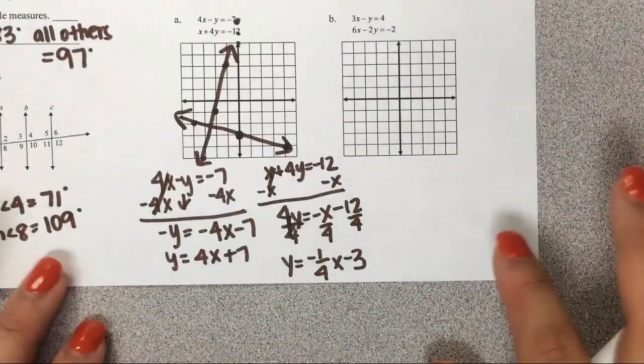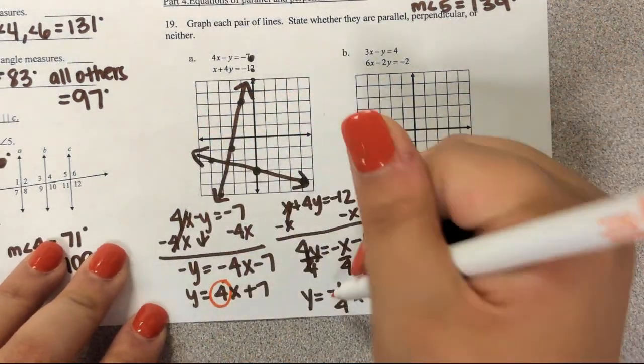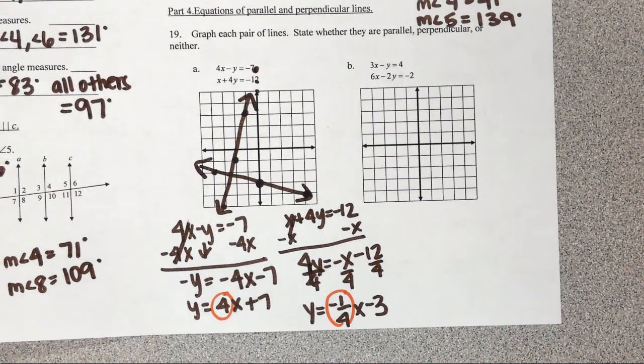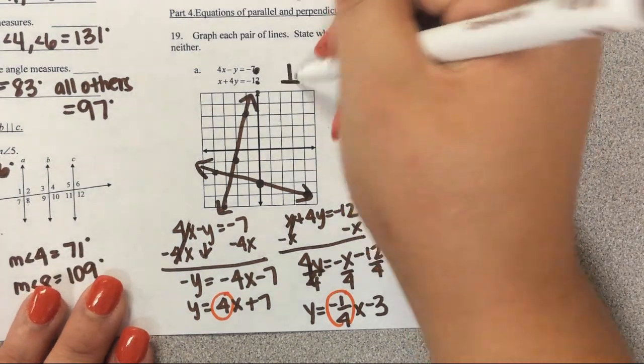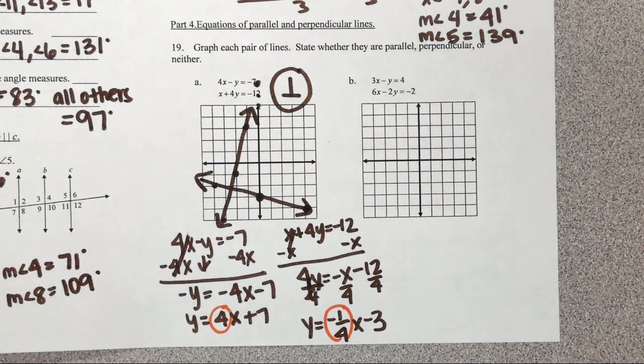Now, how can I tell if these are parallel, perpendicular, or neither? Well, I can look at their slopes. I have a slope of 4 and a slope of negative 1/4. They're definitely not parallel. But they are opposite reciprocal, so these are perpendicular, and that's the sign for perpendicular.